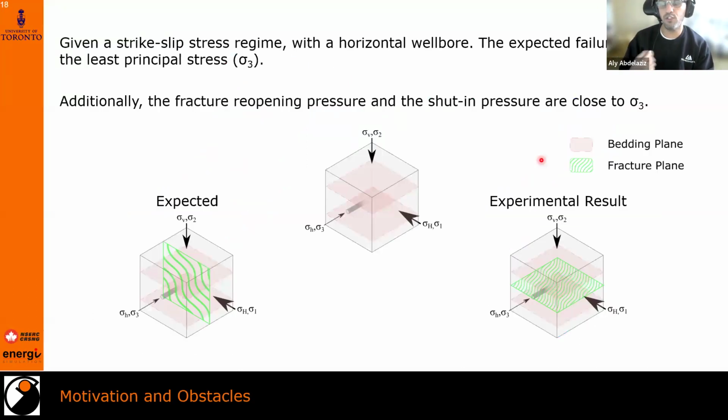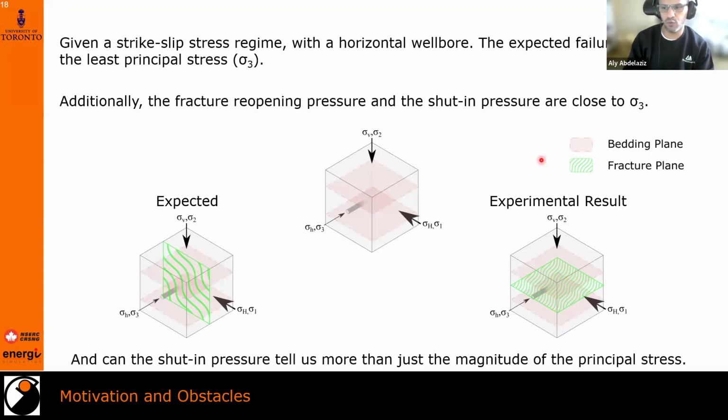let's go back to the initial problem, which is, why is our fracture opening against sigma 2? And since it's open against sigma 2, can the shut-in pressure tell us a lot more about the principal stresses than we typically know?